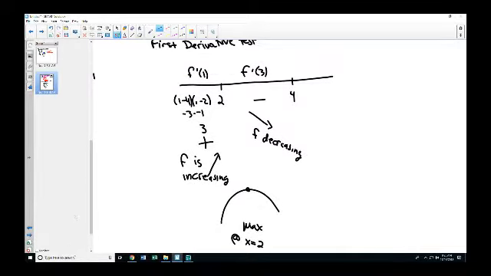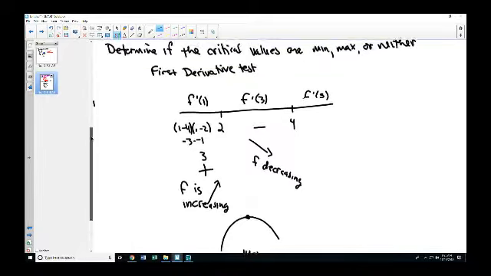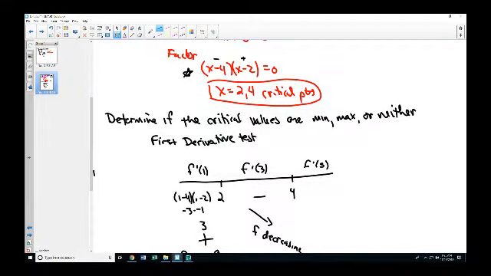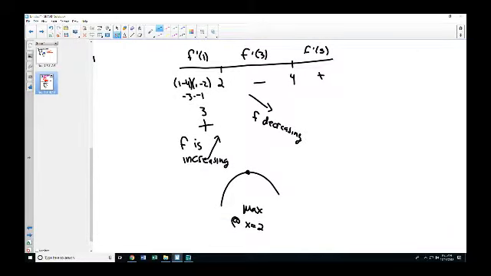What do you think about the other one? f prime at 5. Sorry, so 5 minus 4 is positive, and positive times positive we get a positive. Means it's increasing, so the function does this, and we have a minimum at x equals 4. And that's all we do. That's it. You just determine that this is a local max and a local min, using the first derivative test.